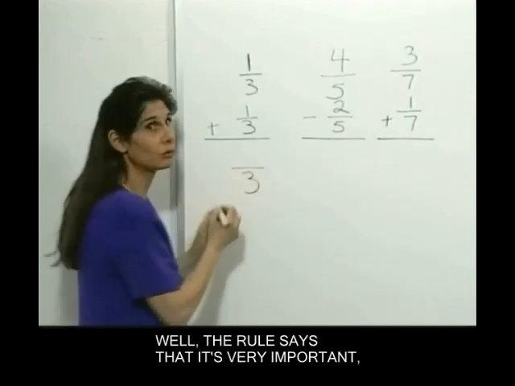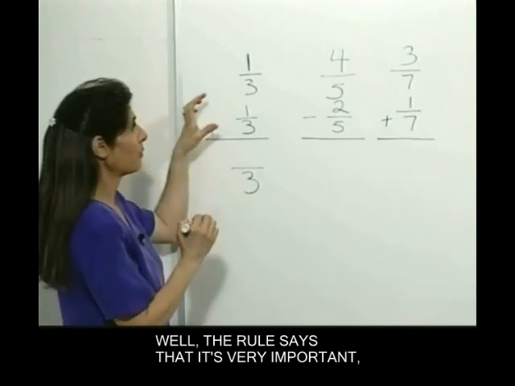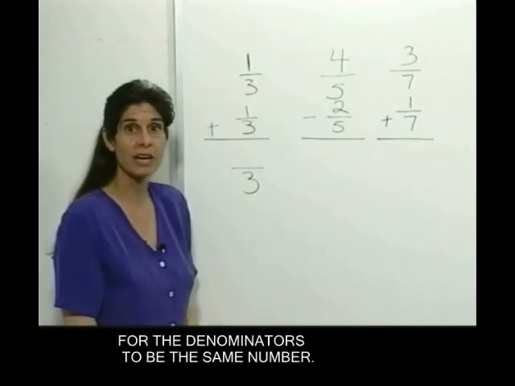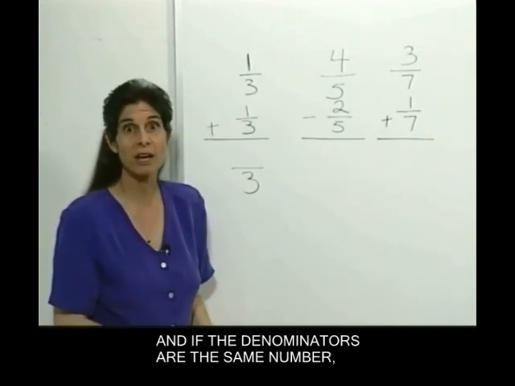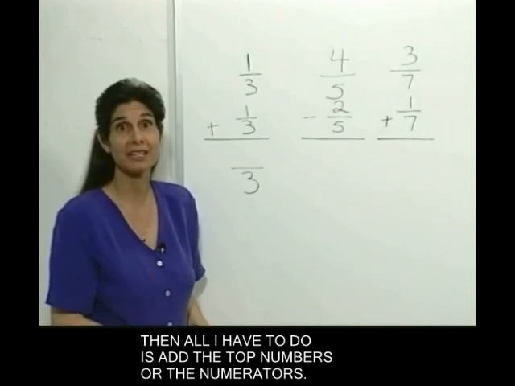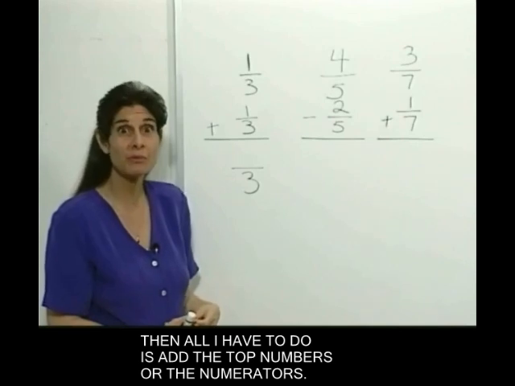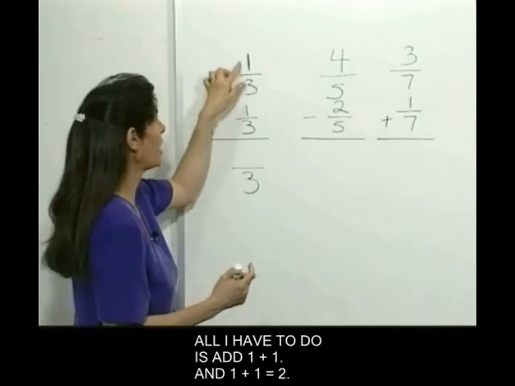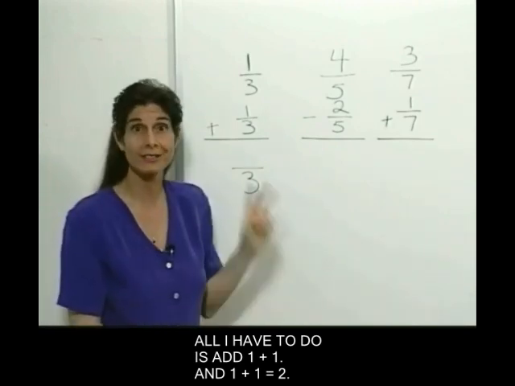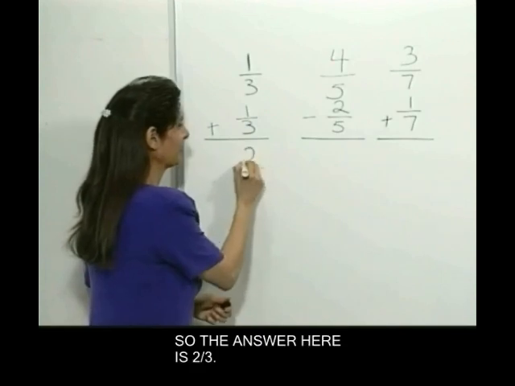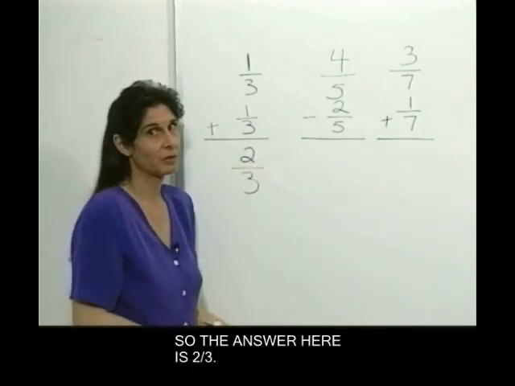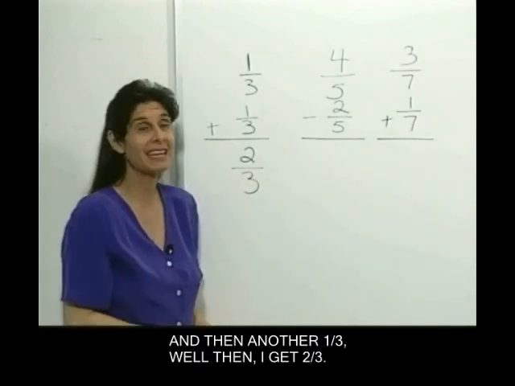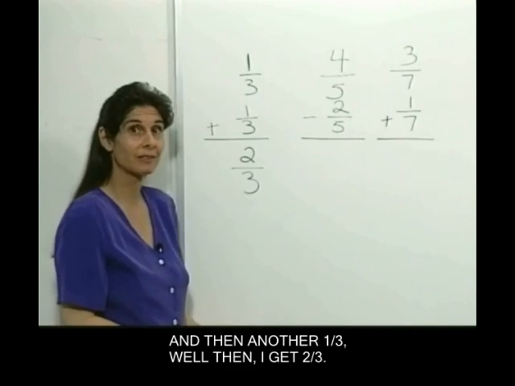Well, the rule says that it's very important when adding and subtracting fractions, the denominators have to be the same number. And if the denominators are the same number, then all I have to do is add the top number, or the numerators. So 3 and 3, that's the same number. All I have to do is add 1 and 1, and 1 and 1 is 2. So the answer here is 2/3. Someone gave me 1/3 of a piece of pie, and then another third. Well, then I get 2/3.